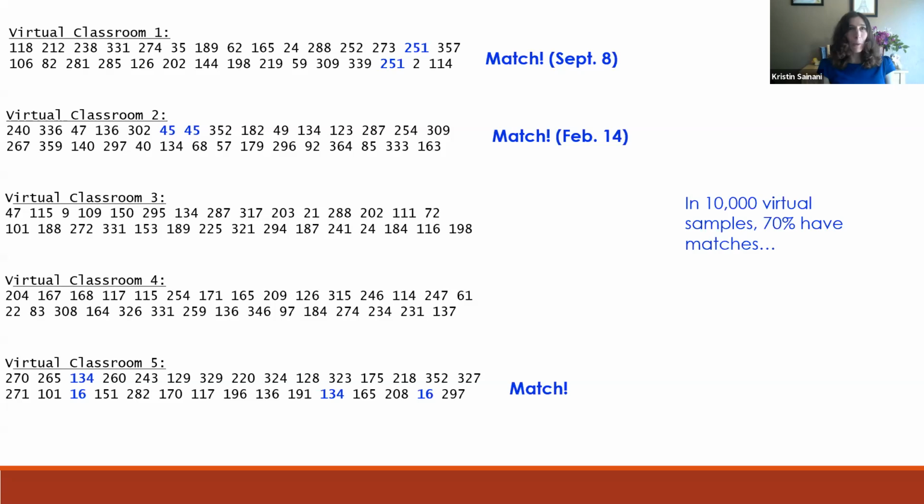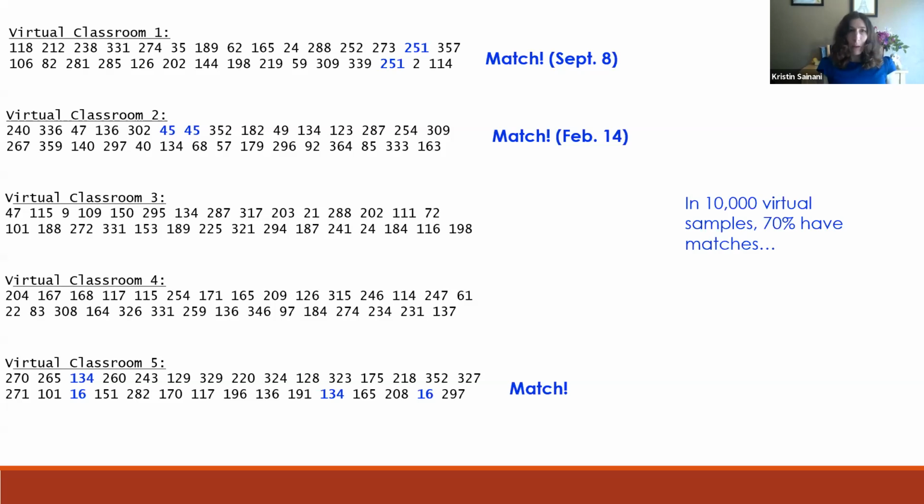Or if you want to build in something like, right now we're assuming that all birthdays are equally likely. What if you wanted to build in that more people are born in July? You can easily build that into the simulation, much harder to do with math. So there's a lot of power at your fingertips with a simulation.